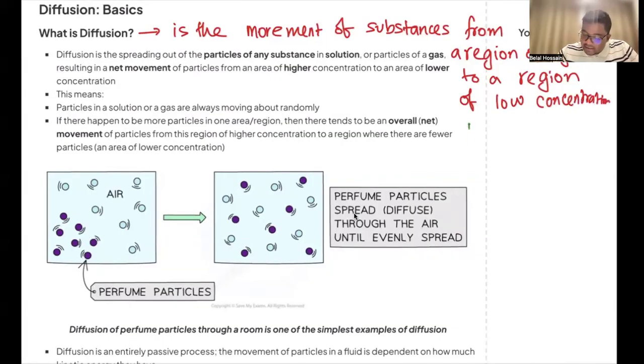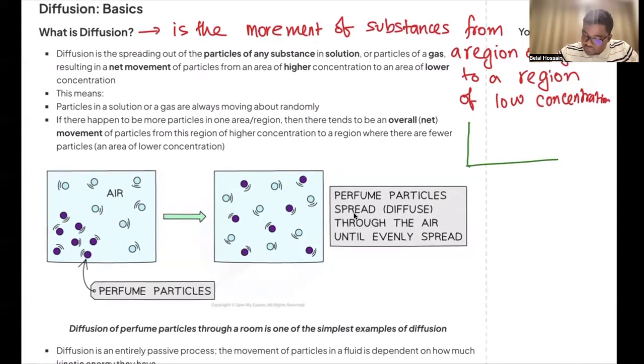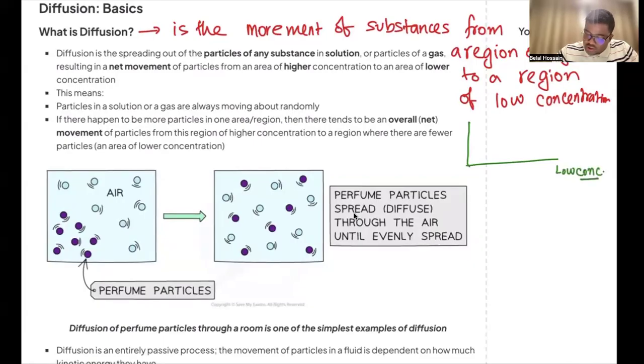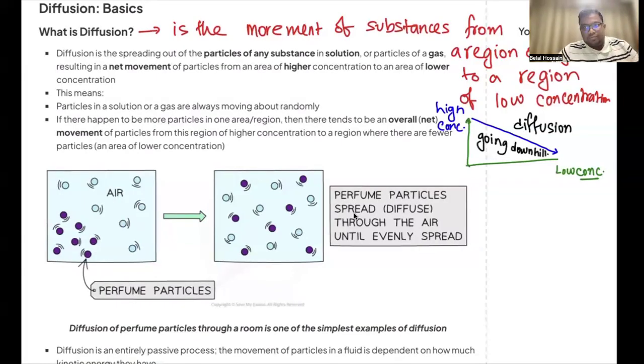So we can represent it just like rolling downhill. This represents low concentration. CONC is the shortcut for concentration. And this represents high concentration. Diffusion is the movement down the concentration gradient. This is diffusion, like going downhill. Since going downhill is easy, anything would go downhill, right? So similarly.